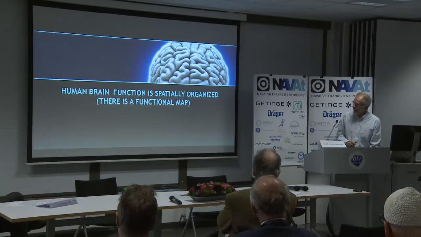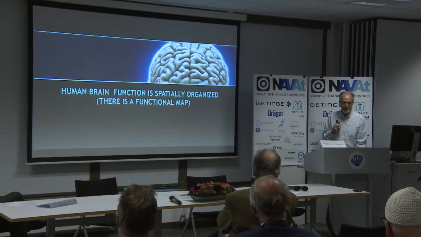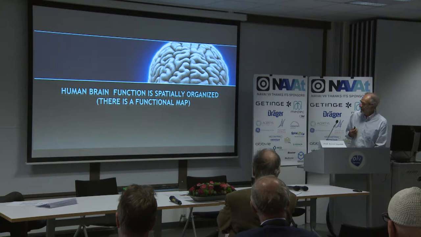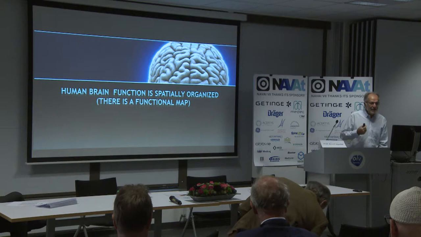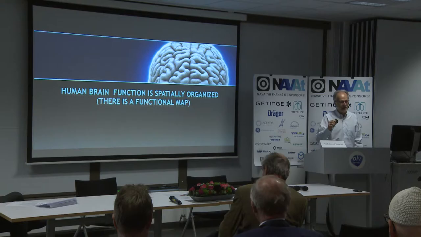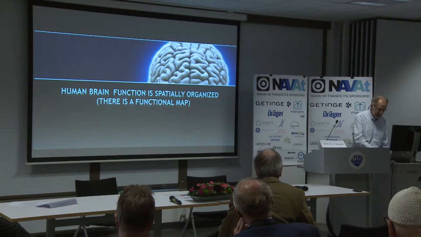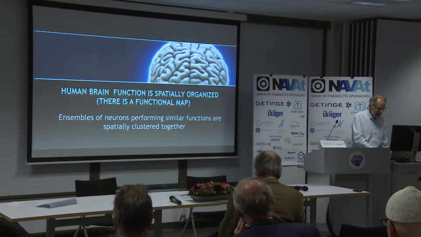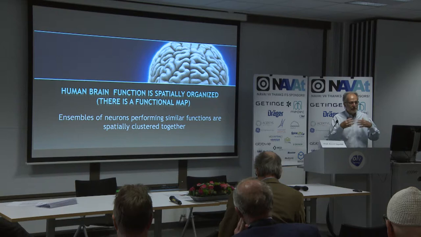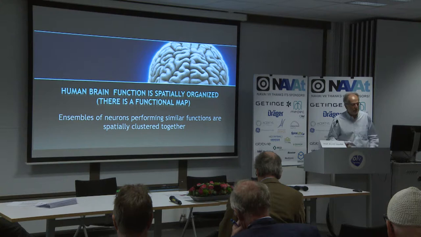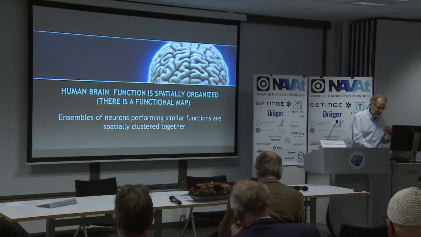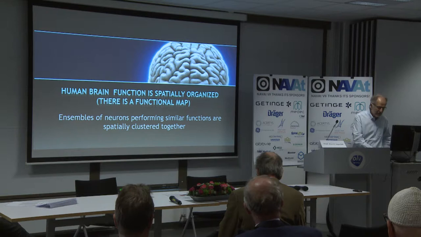Now, MR, magnetic resonance imaging, works because we actually have spatial organization in the brain. There's a functional map. If we had to record the activity of every single neuron in the brain to find out what the brain is doing, then magnetic resonance would not be possible. But neurons that perform similar functions, and there are many of them in advanced brains like the human brain, are grouped together, and ensembles of neurons performing similar functions are spatially clustered. So even when you are obtaining a functional image at the millimeter scale, and I'll tell you more about how we try to advance that scale, you can obtain images coming from the activity of ensembles of neurons. That's what fMRI is doing.